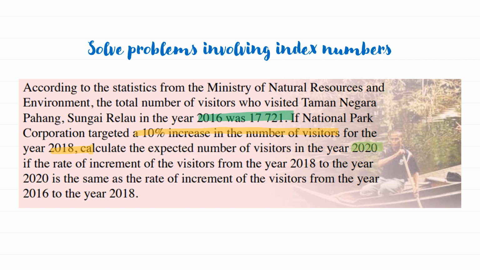Okay, so we are going to find the expected number of visitors in the year 2020 if the rate of increment from 2018 to the year 2020 is the same as the rate of increment of the visitors from the year 2016 to the year 2018. Okay, which is 10% increment.